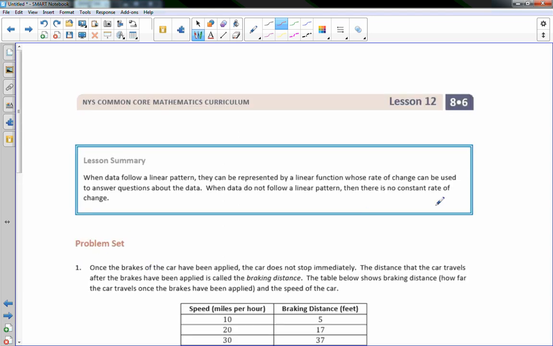Okay, that is the end of Lesson 12. Review the lesson summary and go do your problem set.